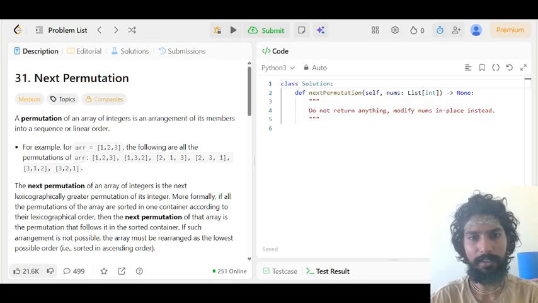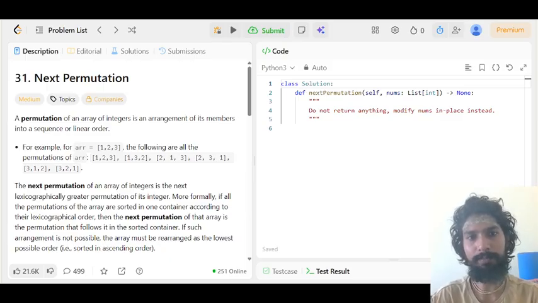The problem says, given an array of numbers, rearrange it into the next lexicographically greater permutation. And if such a permutation does not exist, we must rearrange it into the lowest possible order, which means sorted ascending order. Also very important, we have to do this in place using only constant extra memory.